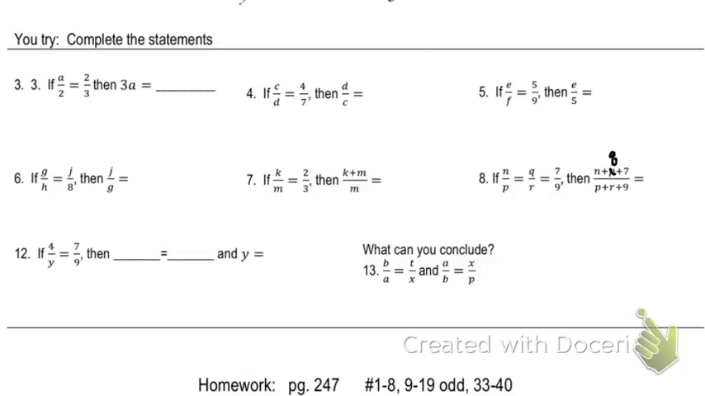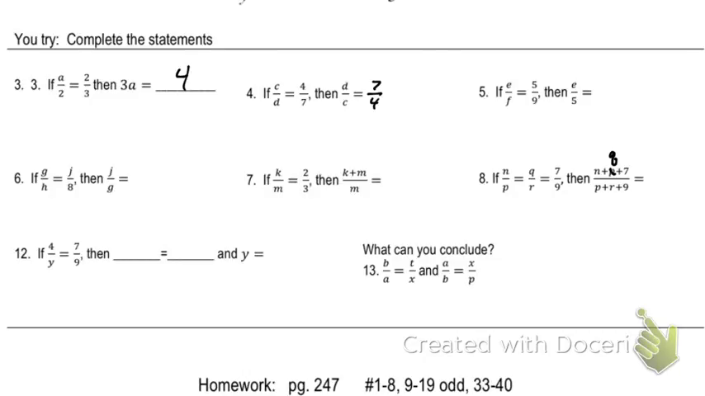All right, the first one, if a over 2 equals 2 over 3, then 3a equals 4. That was basically our cross multiplication, our means extremes theorem, because we have 3 times a, that would be 2 times 2 equals 4. All right, the next one says if C over D equals 4 over 7, then D over C equals what? Yeah, Robin. 7 over 4. That was a reciprocal one.